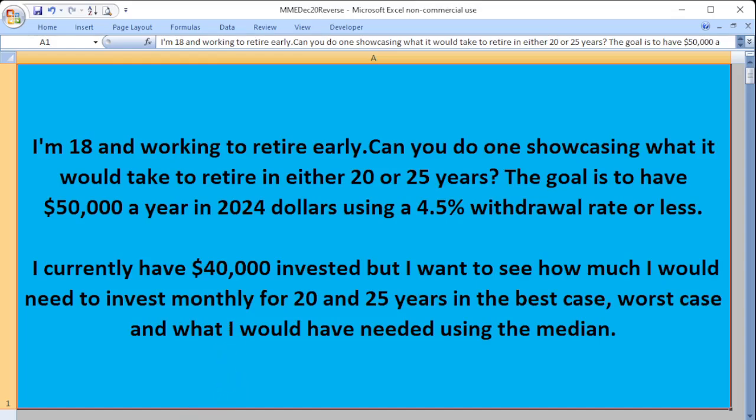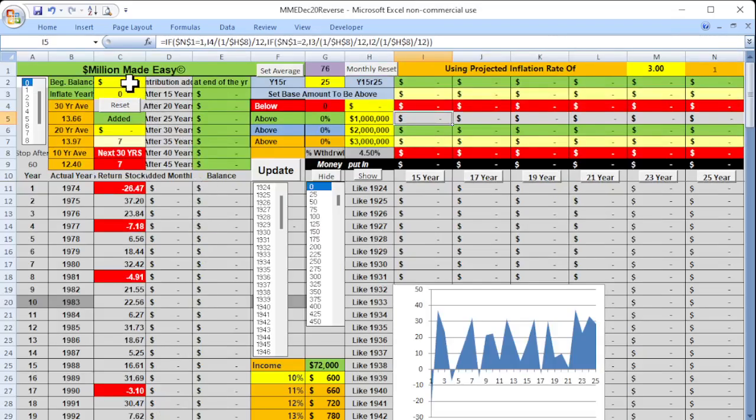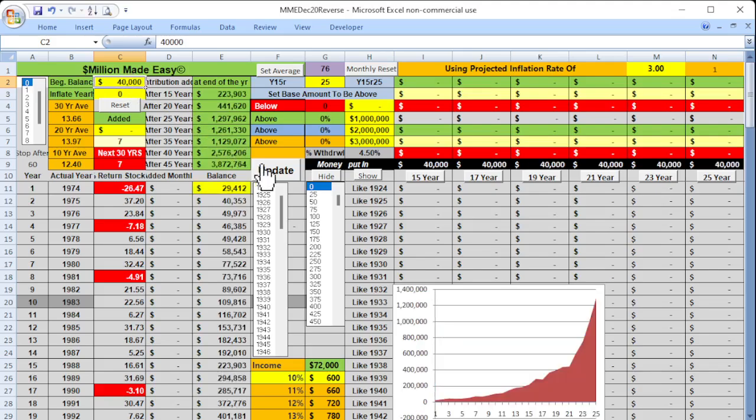So what we want to do is go ahead and start plugging in his numbers. Again, he's only 18. He's got 40,000 saved up. That's his beginning balance, 40,000. Says he wants to know how much it would take to accumulate $50,000 a year, which would be about $4,250 a month, a little bit more than that. But he wants to know how much he needs to save to do that.